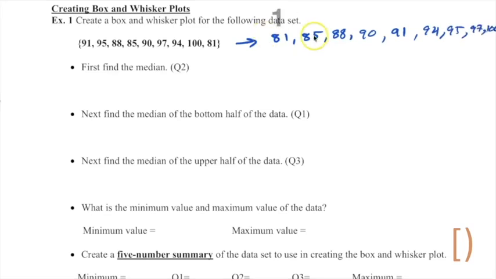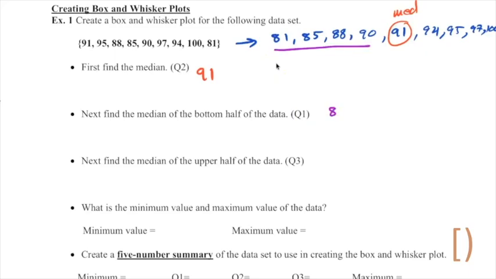We have 1, 2, 3, 4, 5, 6, 7, 8, 9. We have 9 terms. The middle is going to be the 5th one. This is our median. So 91. This is going to be our Q2. And now, next we want to find the median of the bottom half of the data. So again, this is our middle. The bottom half of our data is this guy.